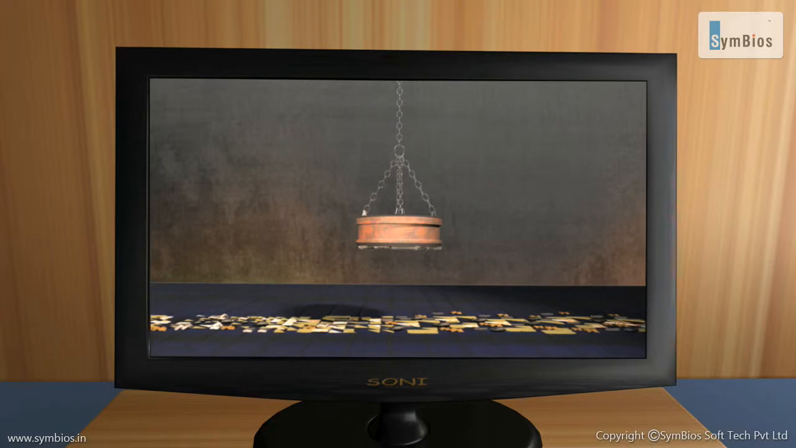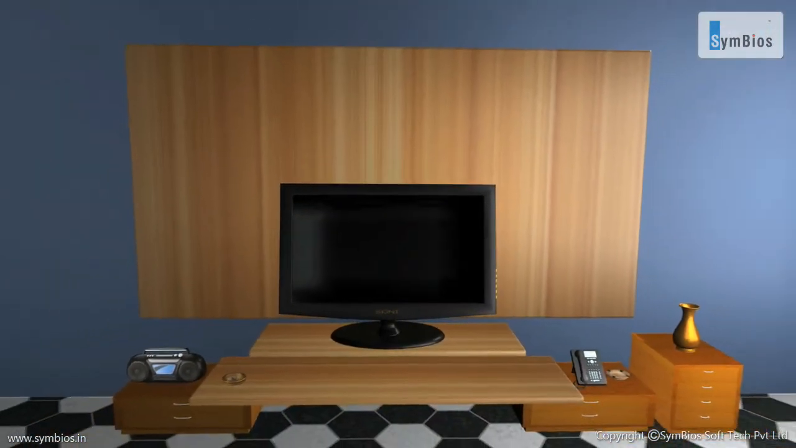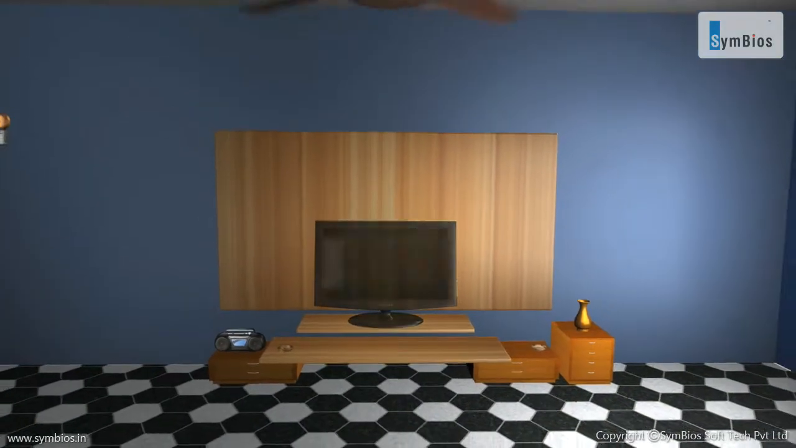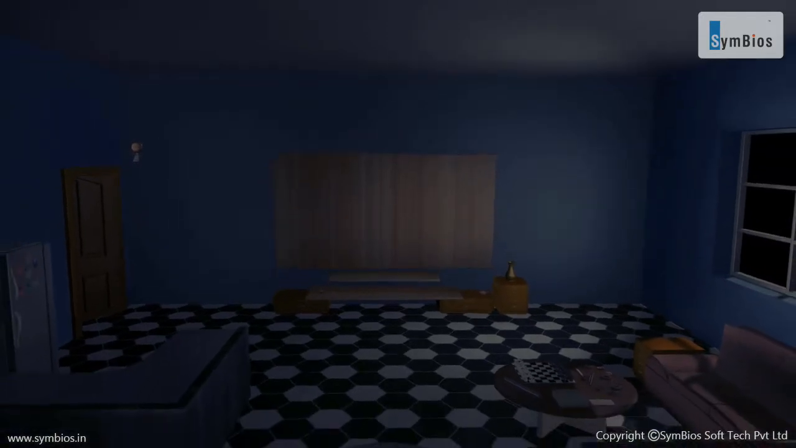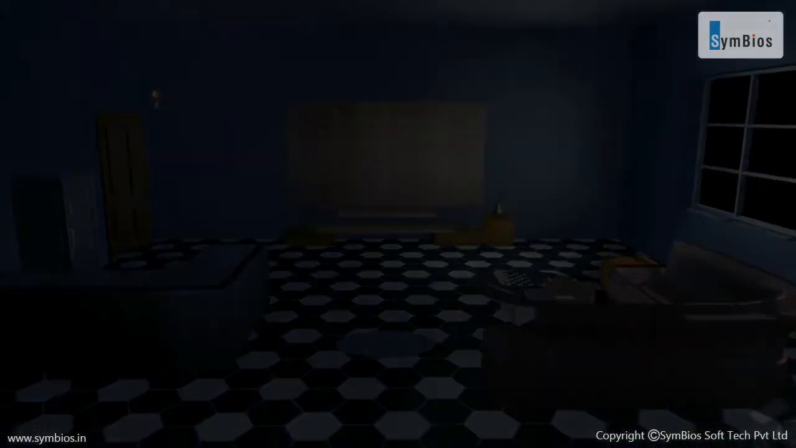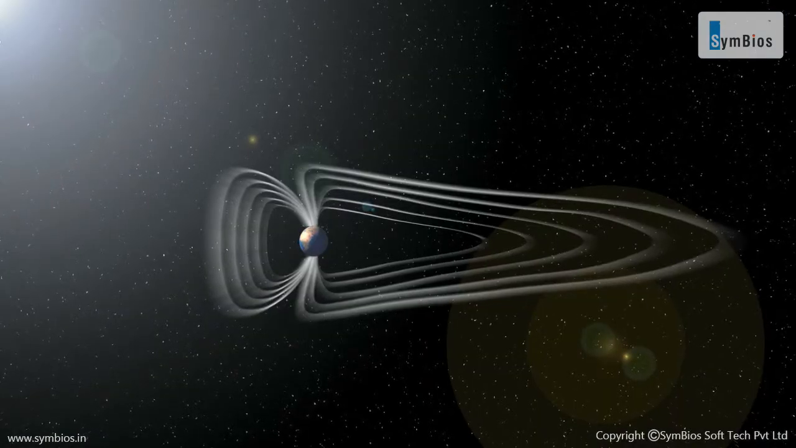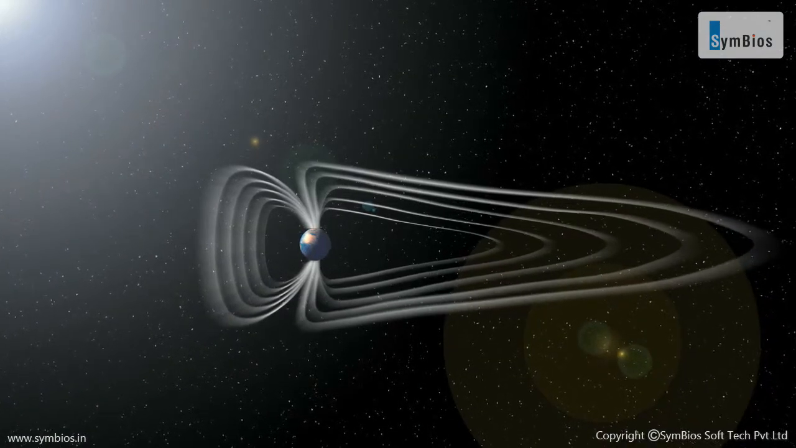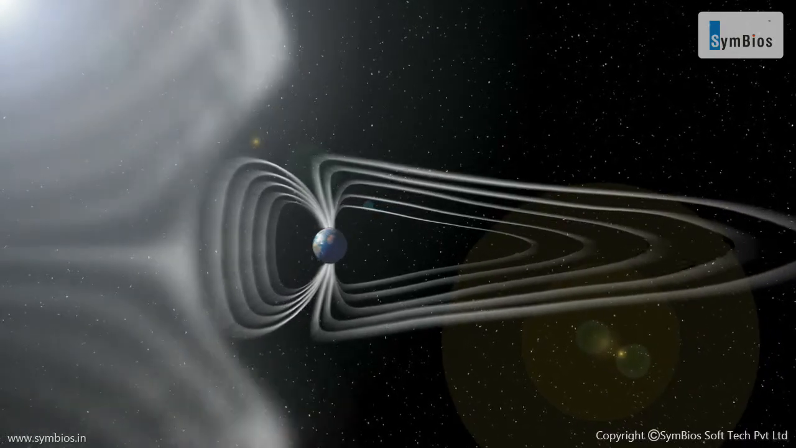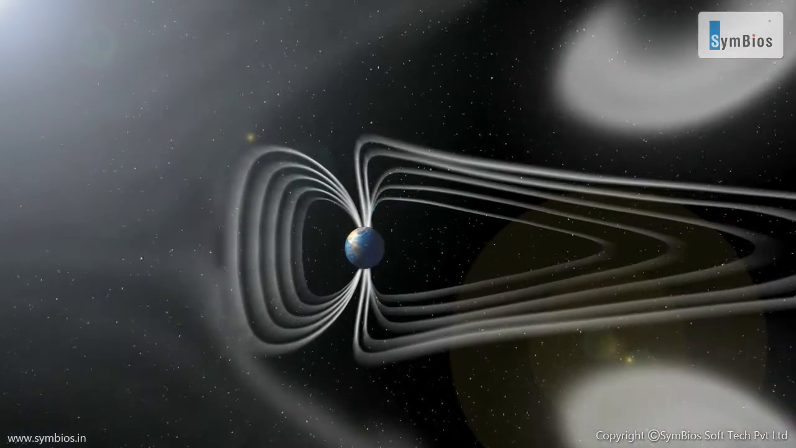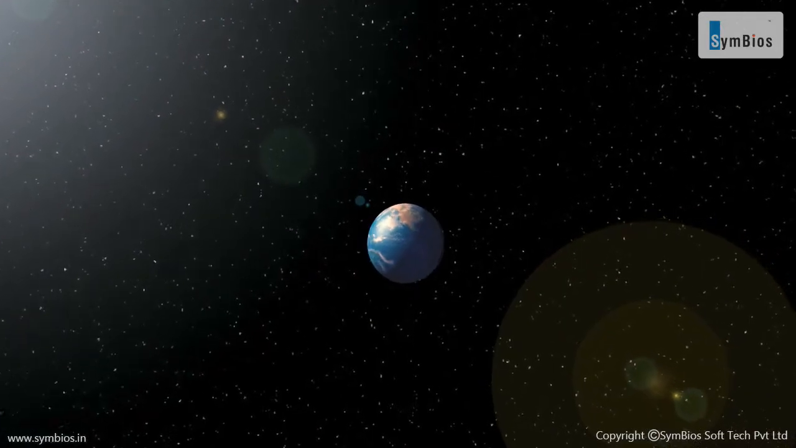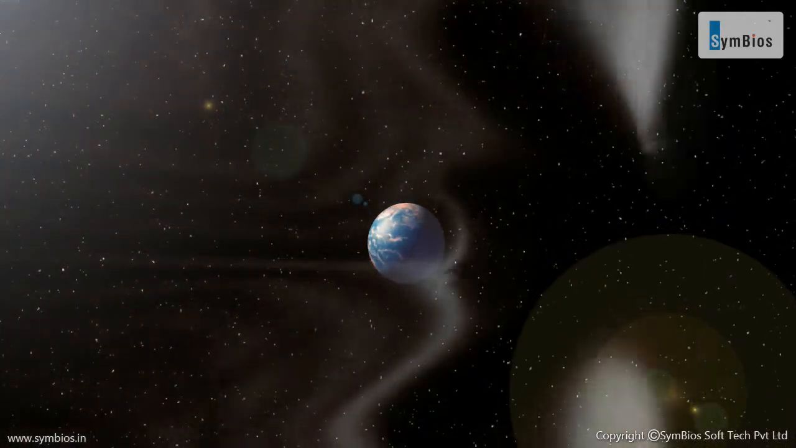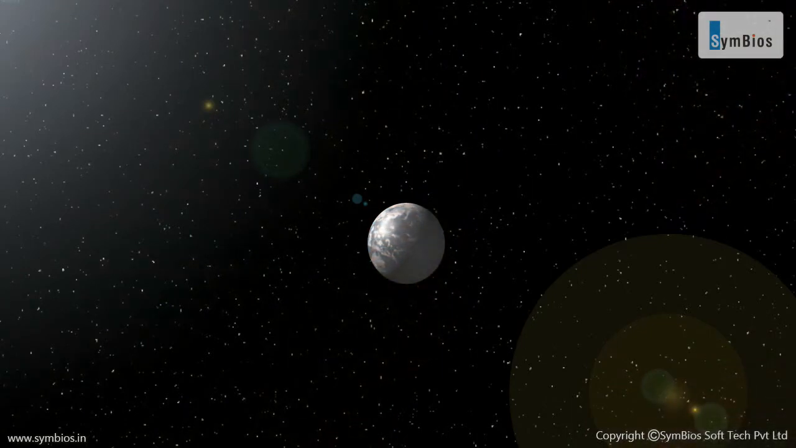Try to imagine a world without magnetism. There would be no telephones, televisions, tape recorders, or lights. None of these can work if there is no electricity, and without magnets we have no electric motors or electric generators. It is the magnetic field that prevents harmful radiations from reaching the Earth's surface. If the Earth had no magnetic field around it, all radiations would enter the Earth's atmosphere and Earth would no longer be able to support life.